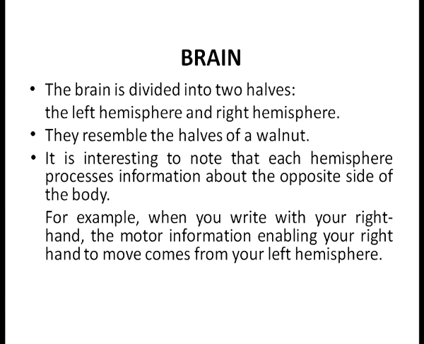So, that is how the brain looks, or how these two hemispheres look. It is interesting to note that each hemisphere, the left and the right, processes information about the opposite side of the body. Say, for example, when you write with your right hand, which is what we usually do, the motor information enabling your right hand to move comes from your left hemisphere.